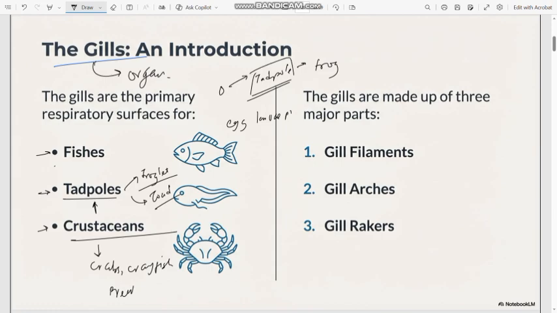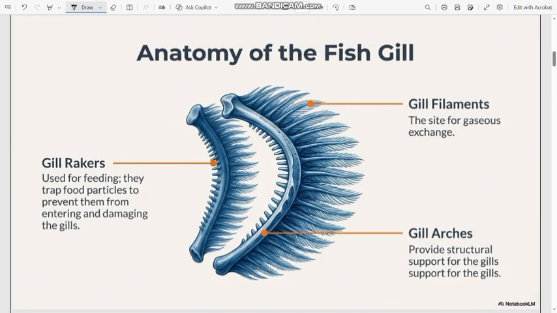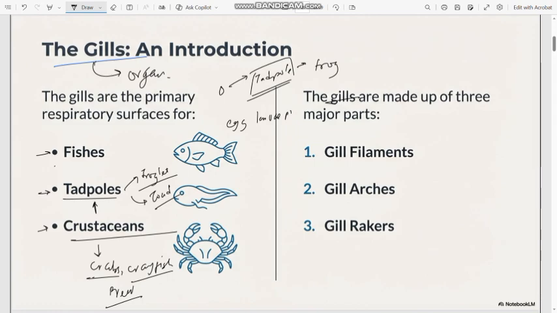Then crustaceans like crabs, like crayfish, like periwinkles, like lobsters, those are examples of crustaceans, and they use gills as their respiratory organ. So let us move on. The gills are made up of three major parts. We have the gill filaments, the arches, and the rakers.